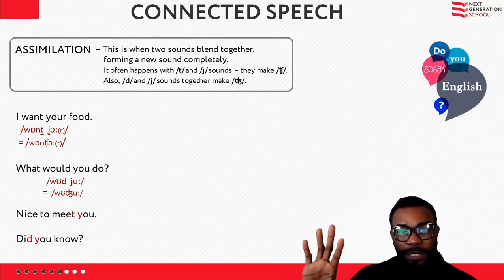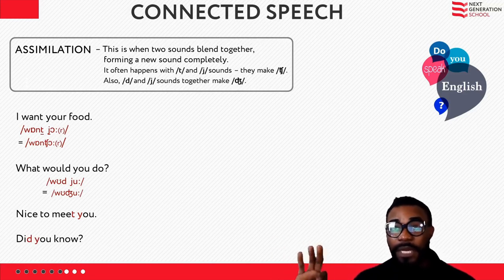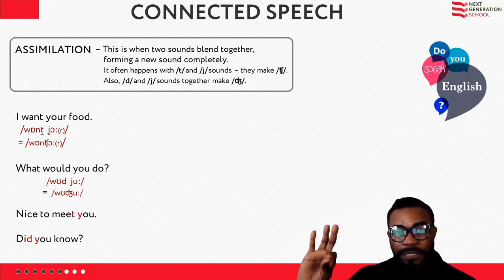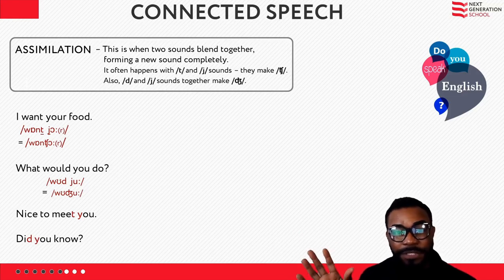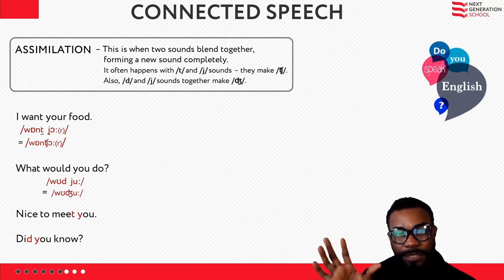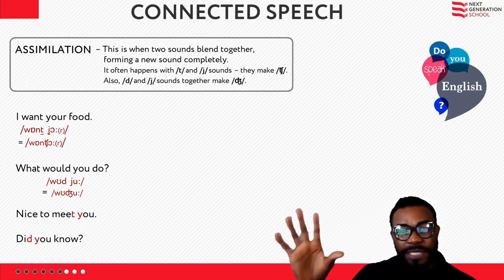And the last. Did you know? So we have a d and ya sound. And what do we have together? Did you know? That is assimilation. Now let's repeat all the sentences.